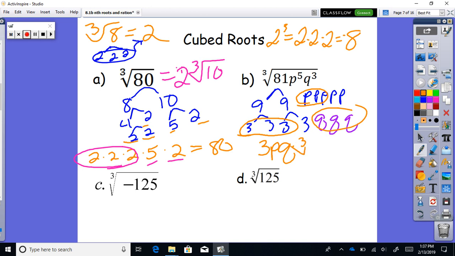Then you have to remember to write the index for the cubed root. The index needs to be there, there's a little 3. And what's left in here, I have 1 3 left over and 2 p's, so it's going to be cubed root of p squared.